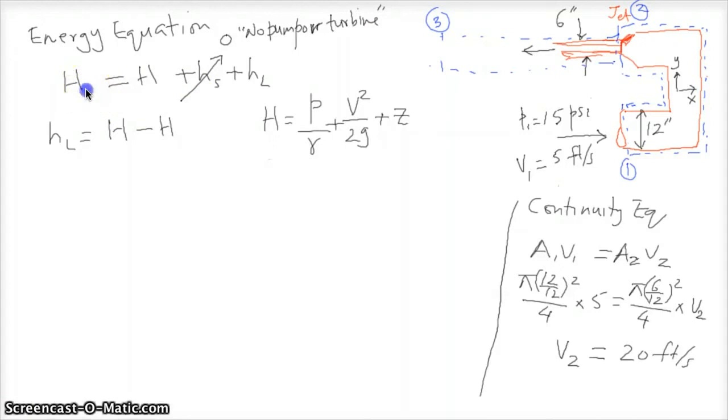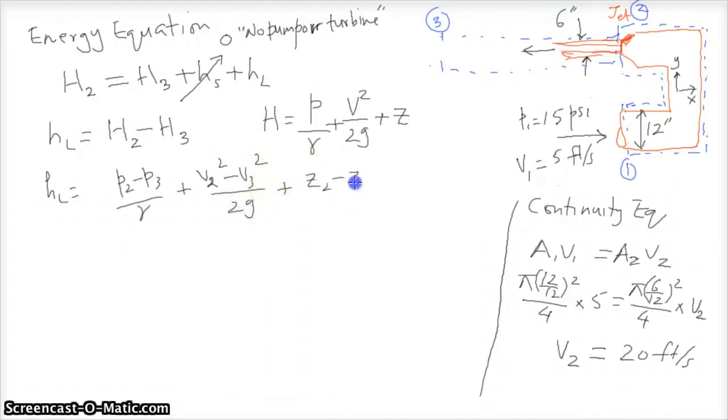We can write this as head at section 2 equal to head at section 3 plus shaft head plus head loss. Of course, again, shaft head is 0, and we get head loss as H2 minus H3. We can write this as (P2 minus P3) over gamma plus (V2 squared minus V3 squared) over 2g plus Z2 minus Z3. Again, Z2 minus Z3 is 0. Notice that in this case P2 and P3 are both atmospheric pressures, equal to 0, so this term goes to 0. And the final velocity V3 is equal to 0, so this term is also 0.